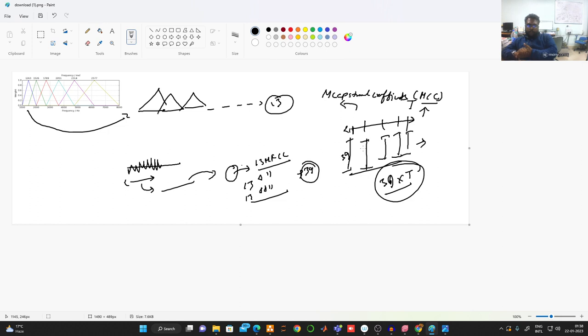And MFCC is not only used as a representation of speech data. If you have any audio data having some noise, having some musical information also, you can convert it into MFCC, and you can also perform different classification tasks with that. So this is the importance of MFCC.